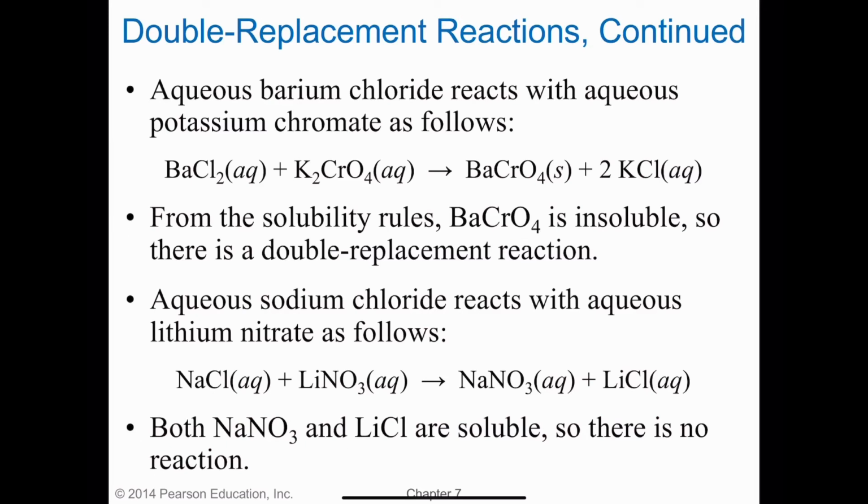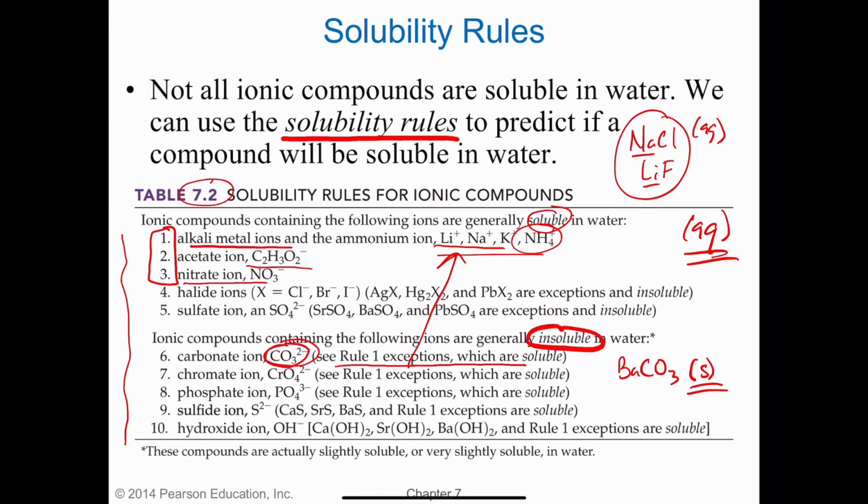So a couple examples of double replacement reactions. We have aqueous barium chloride reacting with aqueous potassium chromate, and we make these two compounds, barium chromate and potassium chloride. So from the solubility rules, barium chromate is insoluble, so we could go back and look at the rules and see which rule applies. We see that rule number 7 here talks about the chromate ion, and it says that that's going to be insoluble unless we're looking at one of the rule 1 exceptions, which are kind of like more important.